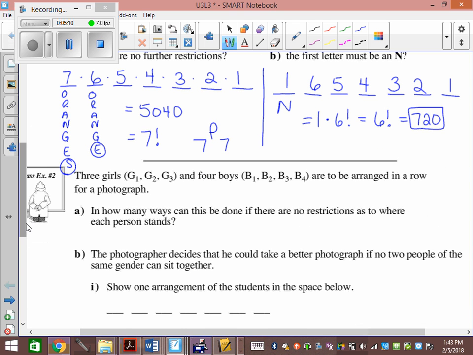All right. We have 3 girls, girl 1, girl 2, girl 3, and 4 boys, boy 1, boy 2, boy 3, boy 4, to be arranged in a row for a photograph. In how many ways can this be done if there are no restrictions on where any person stands? It doesn't matter if they're boys and girls. If I don't care where anyone stands, does the boy and girl part matter? No. How many of them are there? 7.